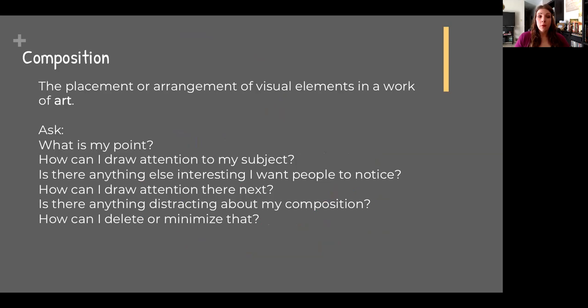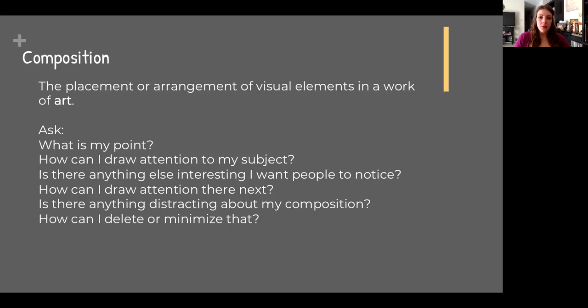All right, so let's start with the definition of composition. The placement or arrangement of visual elements in a work of art is its composition. When you're deciding on a composition, you want to ask yourself several things. You want to ask, what is the point of my piece? How can I draw attention to my subject? Your subject can be something more obvious, like a person if you're doing a portrait or a character design, but it can also be something a little bit more esoteric, like an idea. Like if you want to do art about anti-war, then how do you show how ugly war is, or how do you show how good peace is?